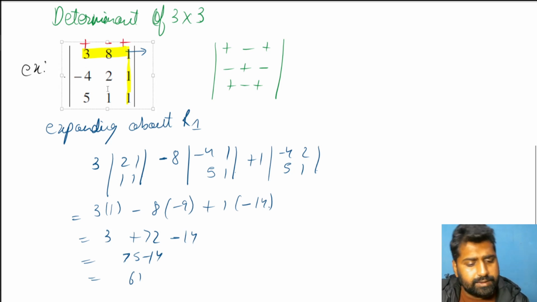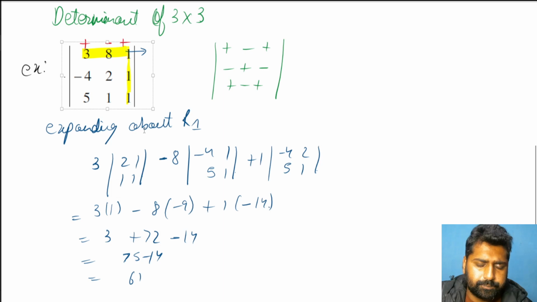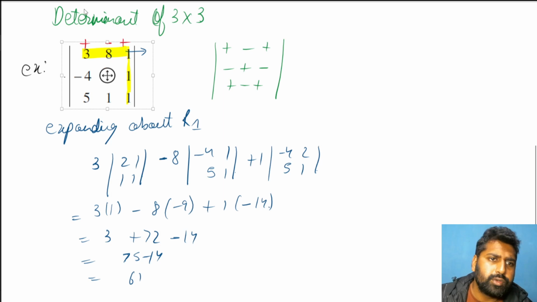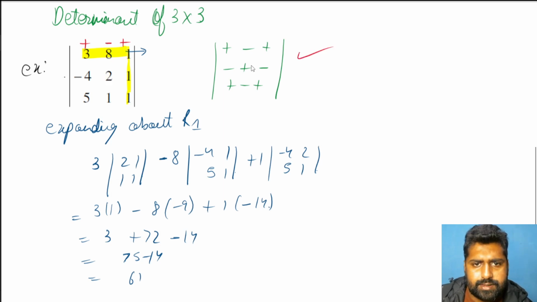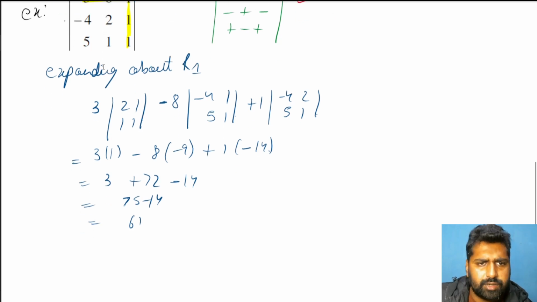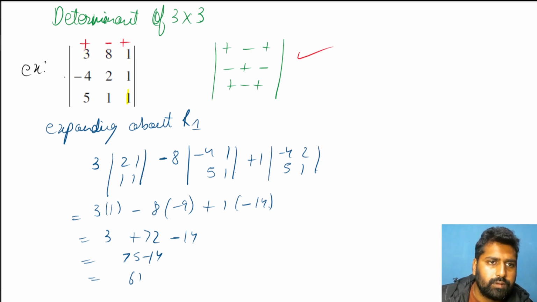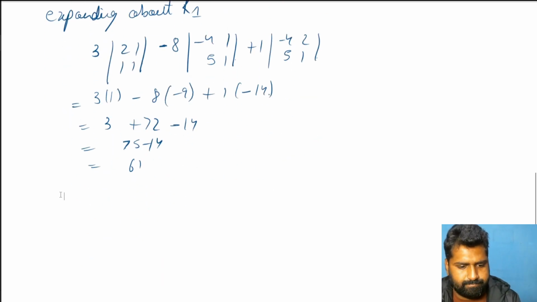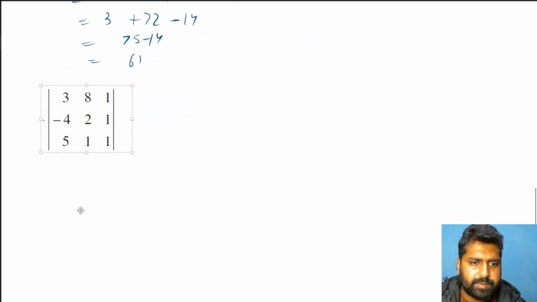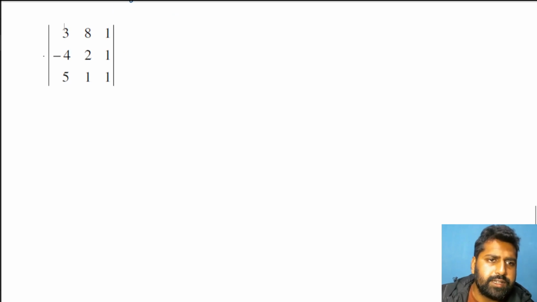Now there is no constraint that we cannot solve this about row 2 or row 3. We'll get the same answer while expanding. It's just that you have to use these signs, positive, negative, positive, whichever row or whichever column you are expanding. I'll expand the same determinant about, let's say, column 3, where 1 1 1 is there. So same question, let's expand it about column 3 and see if we get the same answer or not.